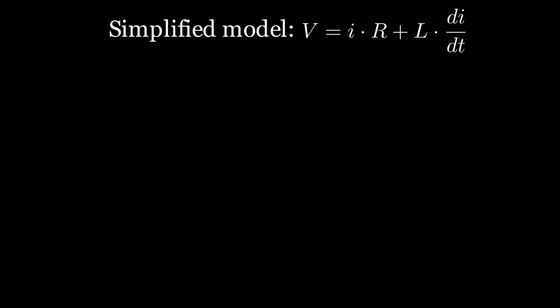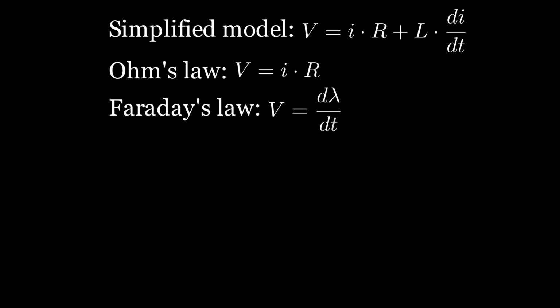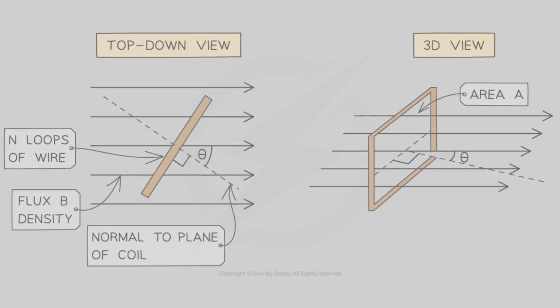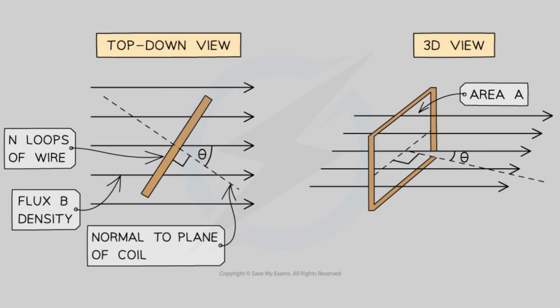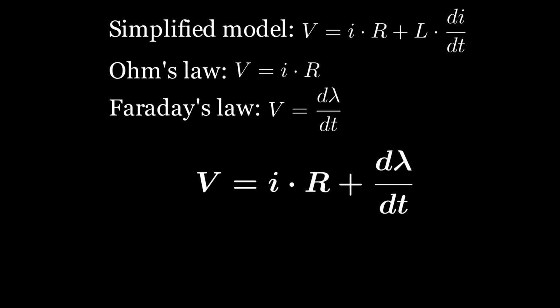In actuality, the phase voltage is a combination of Ohm's law, so V equals I times R, and Faraday's law, which says that the voltage induced on a coil is the change in flux linkage. The flux linkage is pretty much the magnetic field passing through a coil. So V equals I times R plus d lambda dt. You might be wondering, where's the inductance I talked about earlier? Well, it's part of the flux linkage.